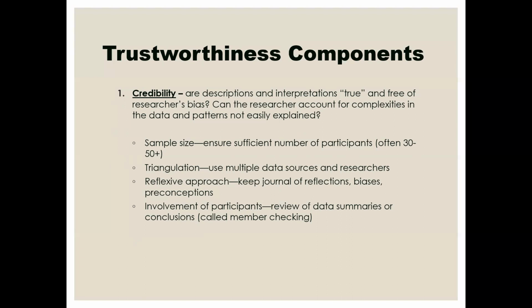You want to have enough people, right? 30 to 50 could work. It's a suggestion. You want to triangulate. So if you come up with a theme or idea, you want to make sure that other researchers working with you see it, that the people experiencing it see it. And you want to keep journals, and you want to note anything that you experience in the field that might impact your ability to analyze the data. And you really want to involve people. So when you find or create analyses, you want to bring it back to the people you studied and say, does this make sense? Do you see yourself in these data?